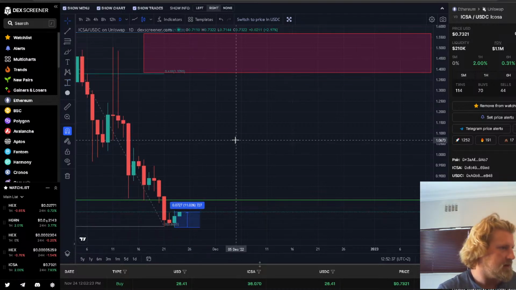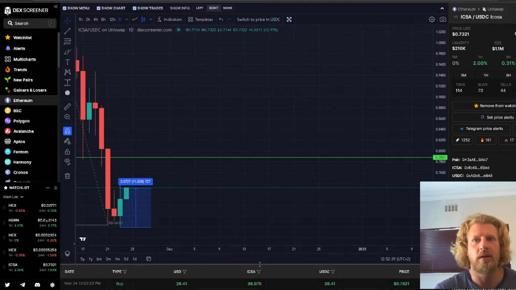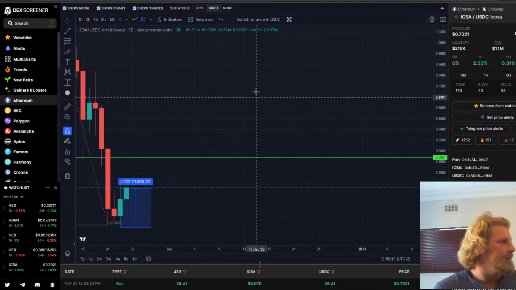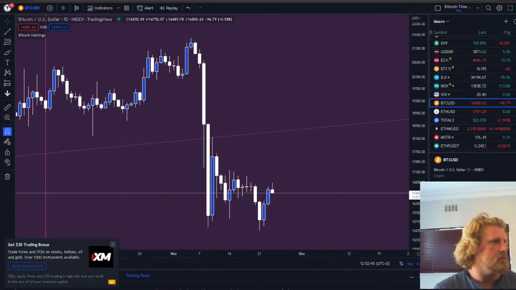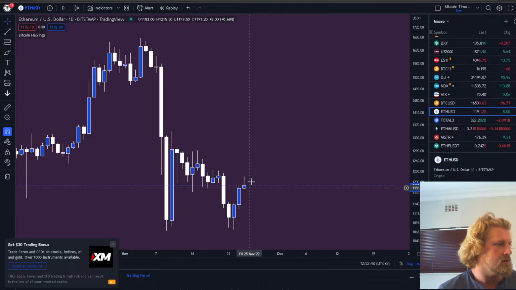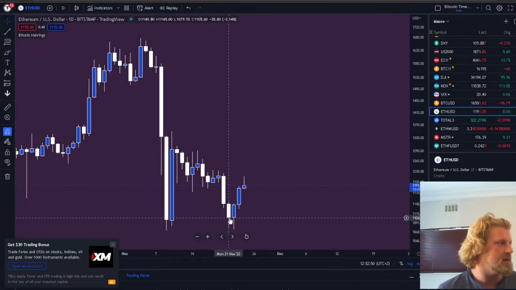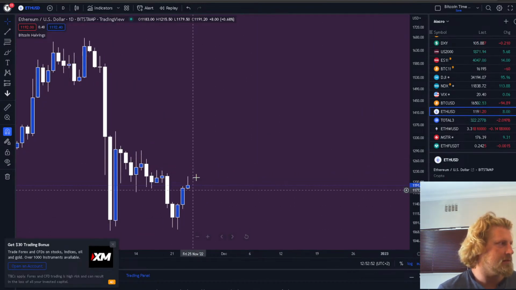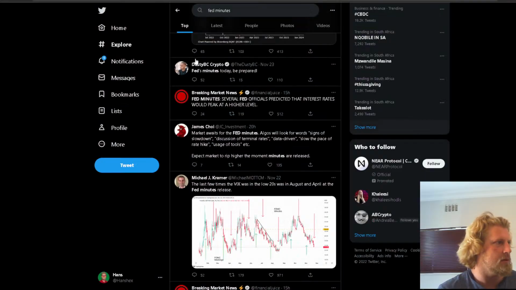An 11% move on ICOSA. Nothing much. Let's look at what Ethereum is doing. Ethereum also had a nice bid. This is the daily candles when the Fed announcement came out.